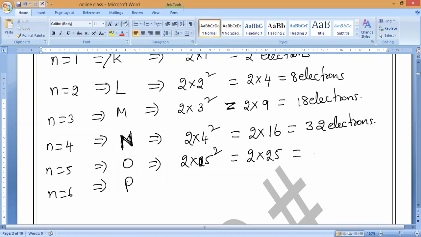So 25 twos are how much, guys? 25 twos are 50 electrons. Yes, sir, 50 electrons. Understanding? So that is the maximum we can fill.